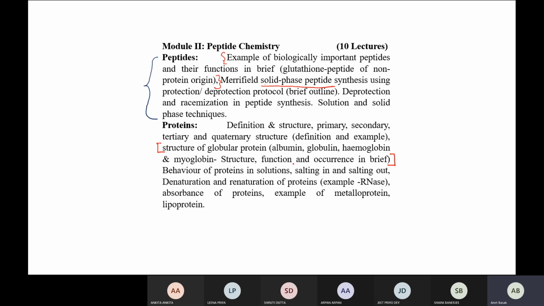And behavior of proteins in solution, salting in, salting out, denaturation, renaturation. Actually, I may not have said much about denaturation or renaturation. What is a denatured protein? Quick answer. What is a denatured protein?